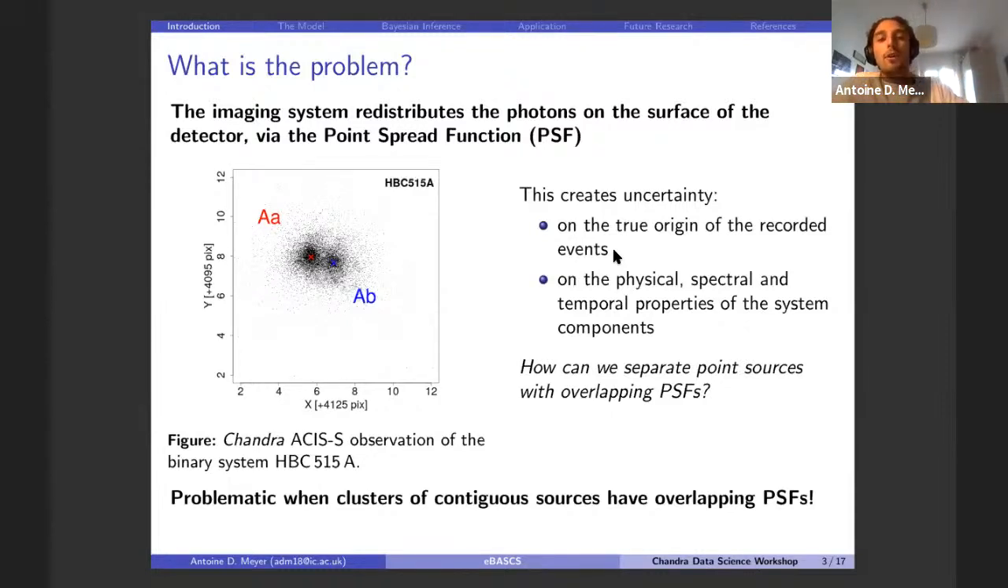So I'm assuming that everyone here knows what the point spread function is, but just in case, the point spread function is the response of the imaging system to the incident photons that redistributes them on the surface of the detector according to a distribution that is centered on the location of the source. So as you can see on this example here for the binary system HPC 515A that was observed by Chandra, you have those two sources that are very close together, and because of the PSF, you have those clusters of photons that intersect, and it is clear that in the intersecting region of these PSFs, it's quite uncertain whether the photons originated from either of those two components or the background.